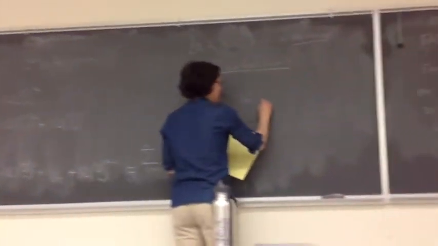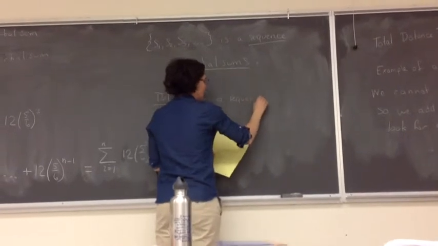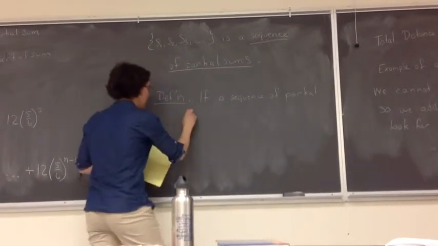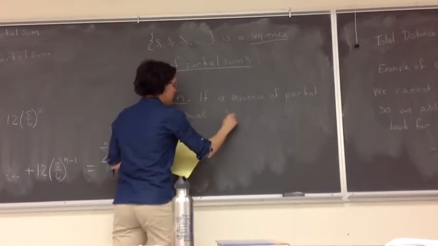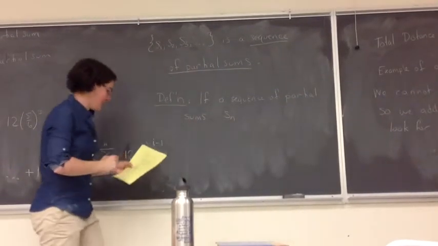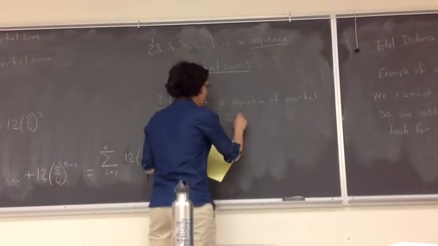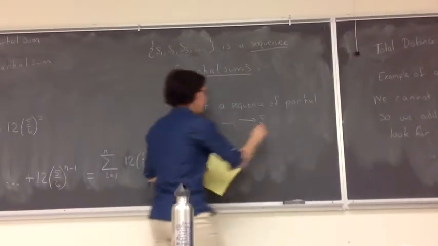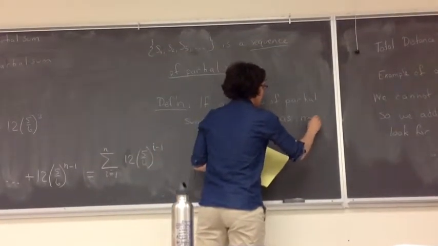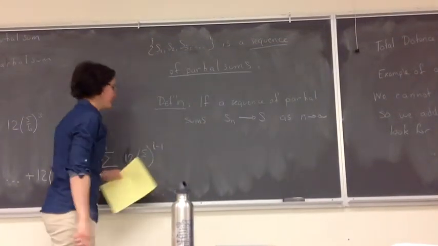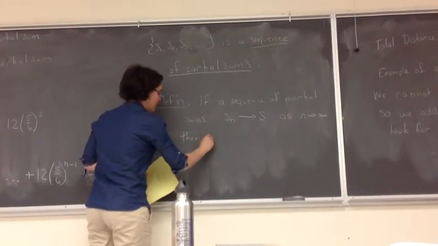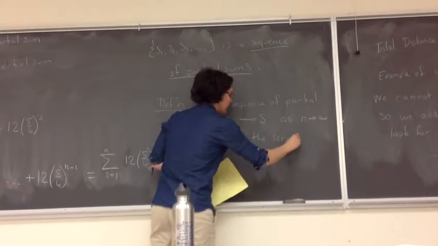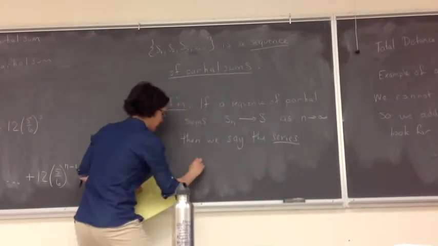If a sequence of partial sums, the sequence is S_n, if S_n approaches some number S as n goes to infinity, then we say the series converges.